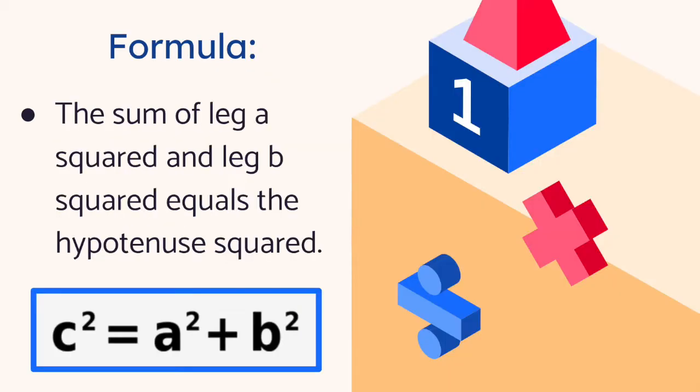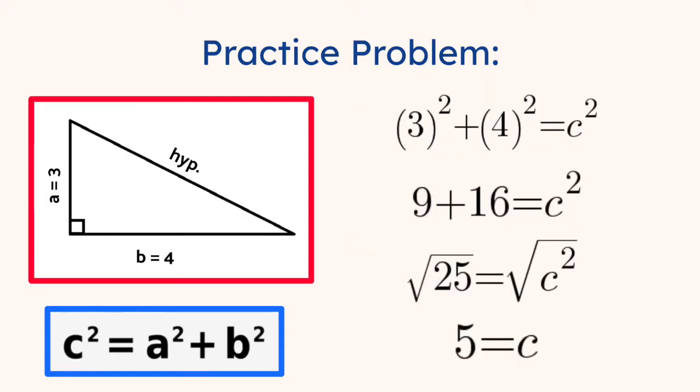The formula for the Pythagorean theorem is the sum of leg a squared and leg b squared equals the hypotenuse squared. This is a quick practice problem that gives you a equals 3 and b equals 4. In the blue box is the Pythagorean theorem formula that you can plug into.